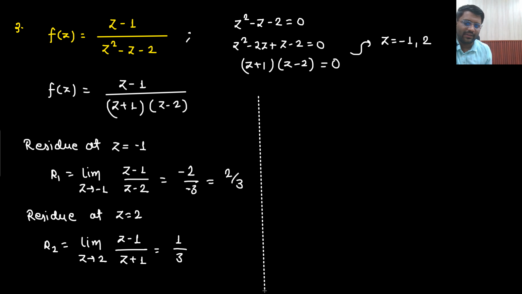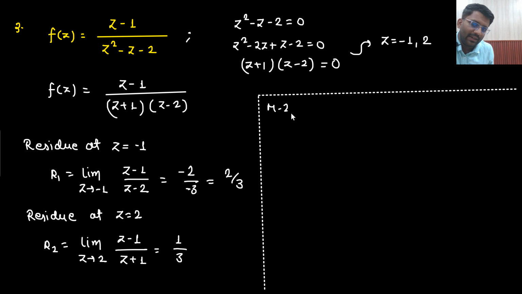Okay. Now there is another method to it. Method 2. It is very important as well, and it will work only for a simple pole. For a simple pole only.